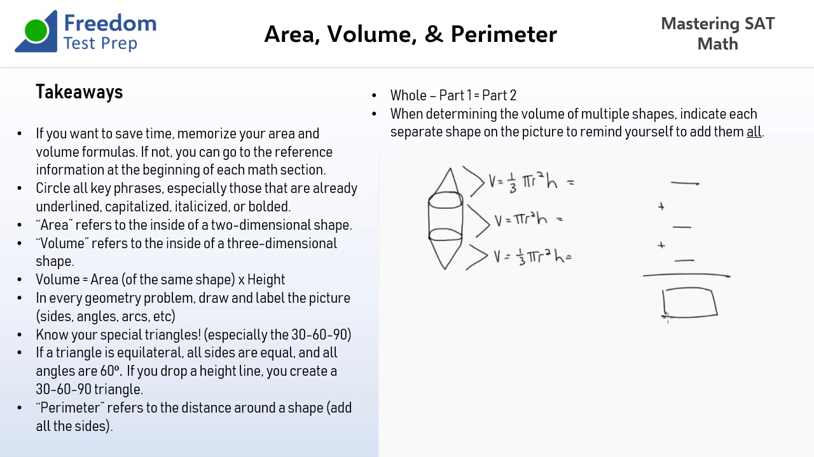Because believe me, one of the answers will be 1 cone. The right answer will be considering the 2 cones, right? So if you just solve for 1 cone, you'll see your answer there and feel like you've gotten it right, but you won't have.